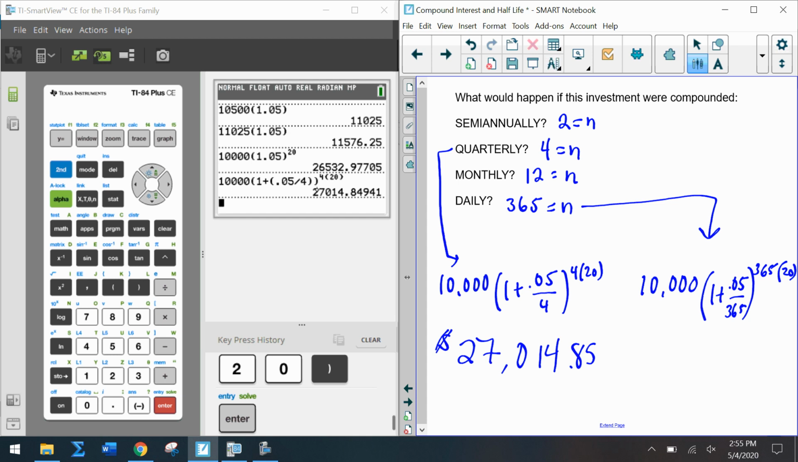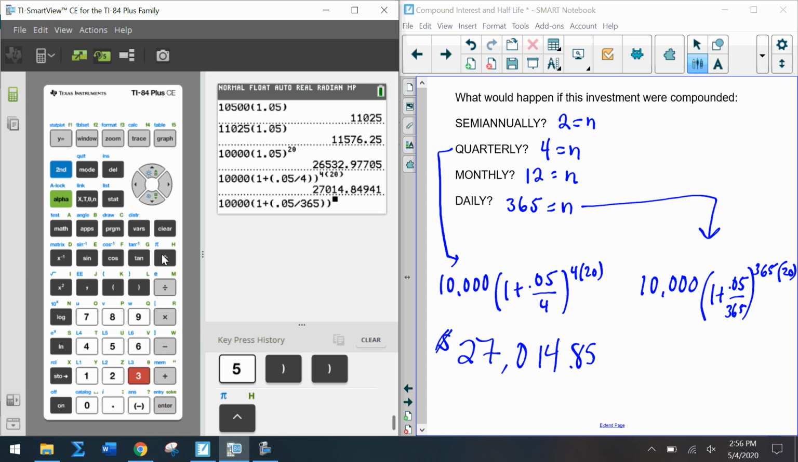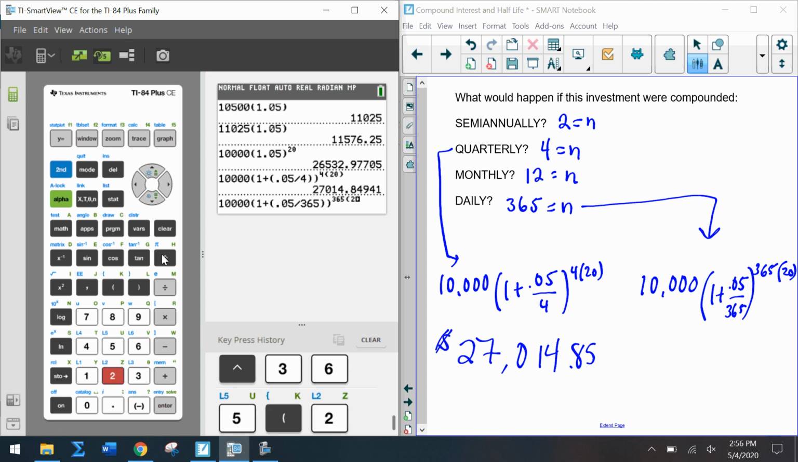Not too far off from where we initially were, right? 26,000 yearly. So you earn a bit more, about $600 more. So let's see what happens when we compound daily. When we're plugging this into our calculator, 10,000 parentheses 1 plus parentheses 0.05 divided by 365, close parentheses, all raised to the 365 times 20. All right, let's see how this changes.